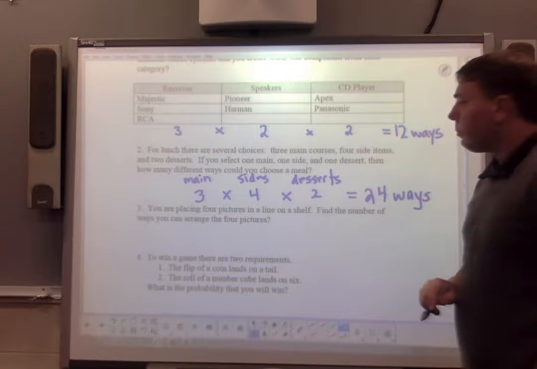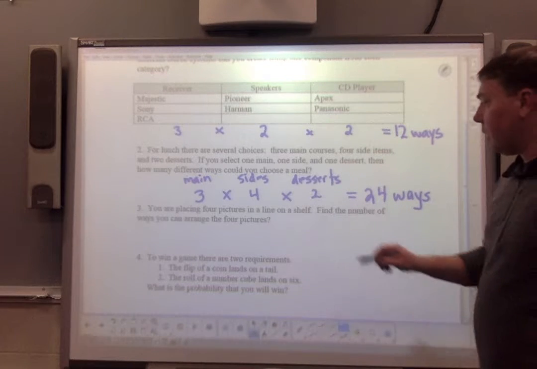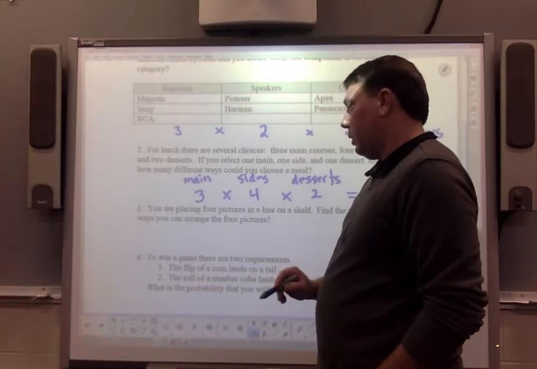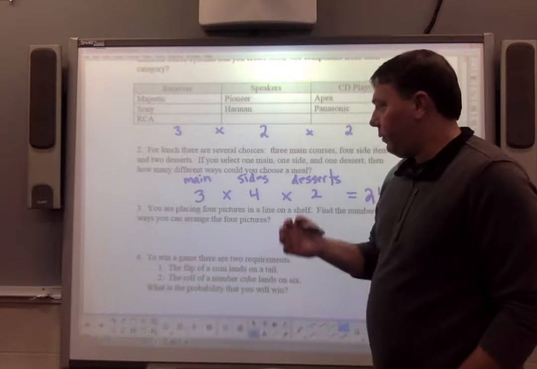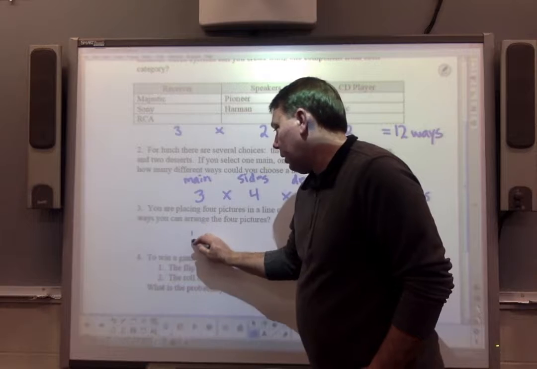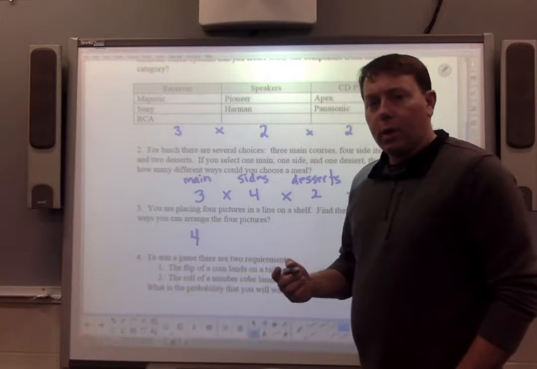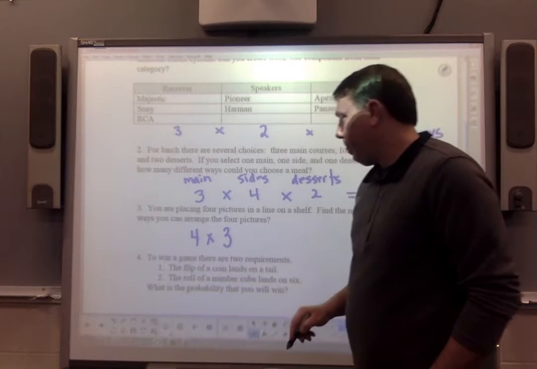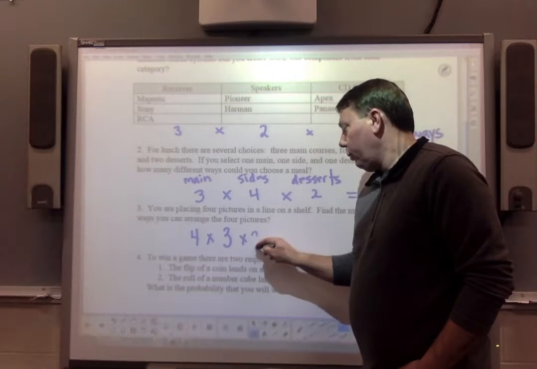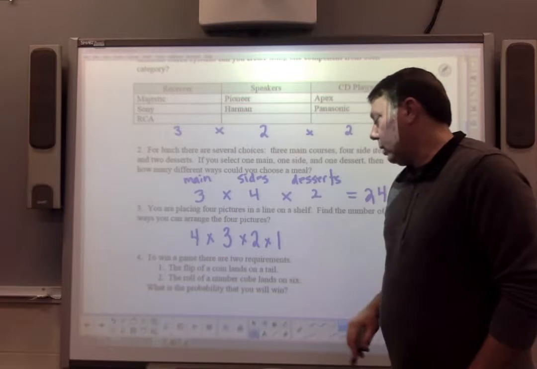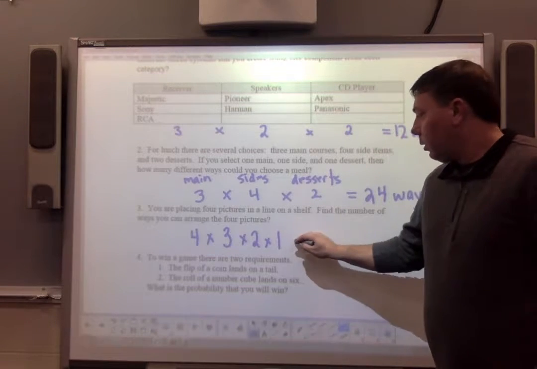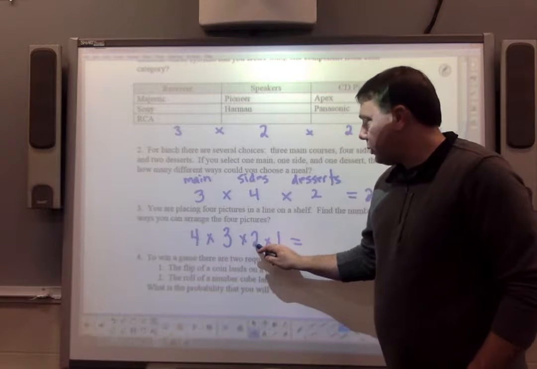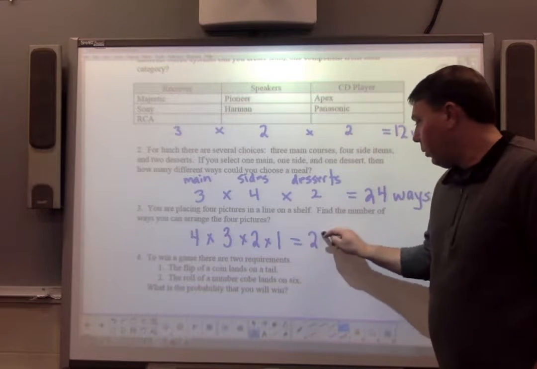Okay. You're placing 4 pictures in a line on a shelf. Find the number of ways you can arrange the 4 pictures. So if you have 4 pictures, you have 4 choices for the first place on the shelf. And then once you've used one of your picture frames, then you have 3 left. So times 3. And then times 2. And then last, there's 1 left to put on the shelf, so 1. So let's multiply. 4 times 3 is 12. 12 times 2 is 24. Times 1 is 24 ways.